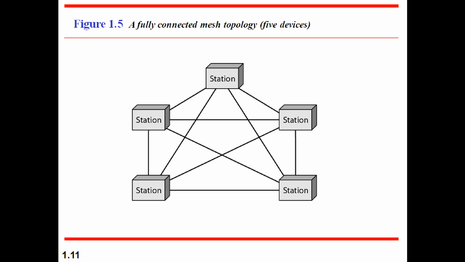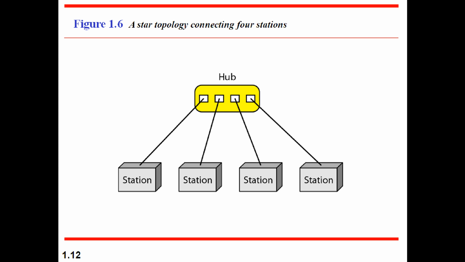Secondly, a mesh topology is robust. If one link becomes unusable, it doesn't affect the entire system. Third is the advantage of privacy or security. When every message travels along a dedicated line, only the intended recipients can see it. Physical boundaries prevent other users from gaining access to messages. The main disadvantages of the mesh are related to the amount of cabling and the number of input-output ports required. First, because every device must be connected to every other device, installation and reconnection are difficult and impractical in real time.